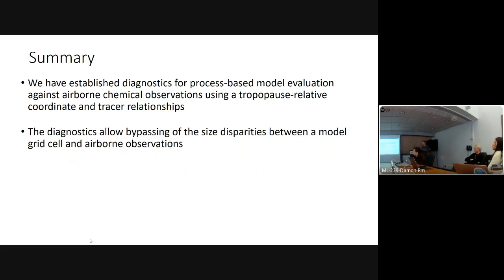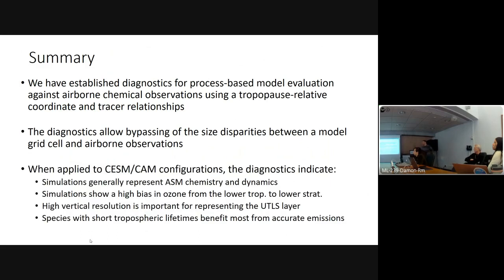The key here is that we're using these to bypass the size disparities between a large model grid cell and the comparatively small airborne observation point as well. And using these diagnostics that we've developed, we get these conclusions, the same stuff that I've already said. The models are generally doing a pretty good job of representing Asian summer monsoon chemistry and dynamics. There's a bit of a high bias in ozone, and there's some issue with the representation of shorter lived species when they're represented by the zonally averaged mole fraction boundary condition as well.